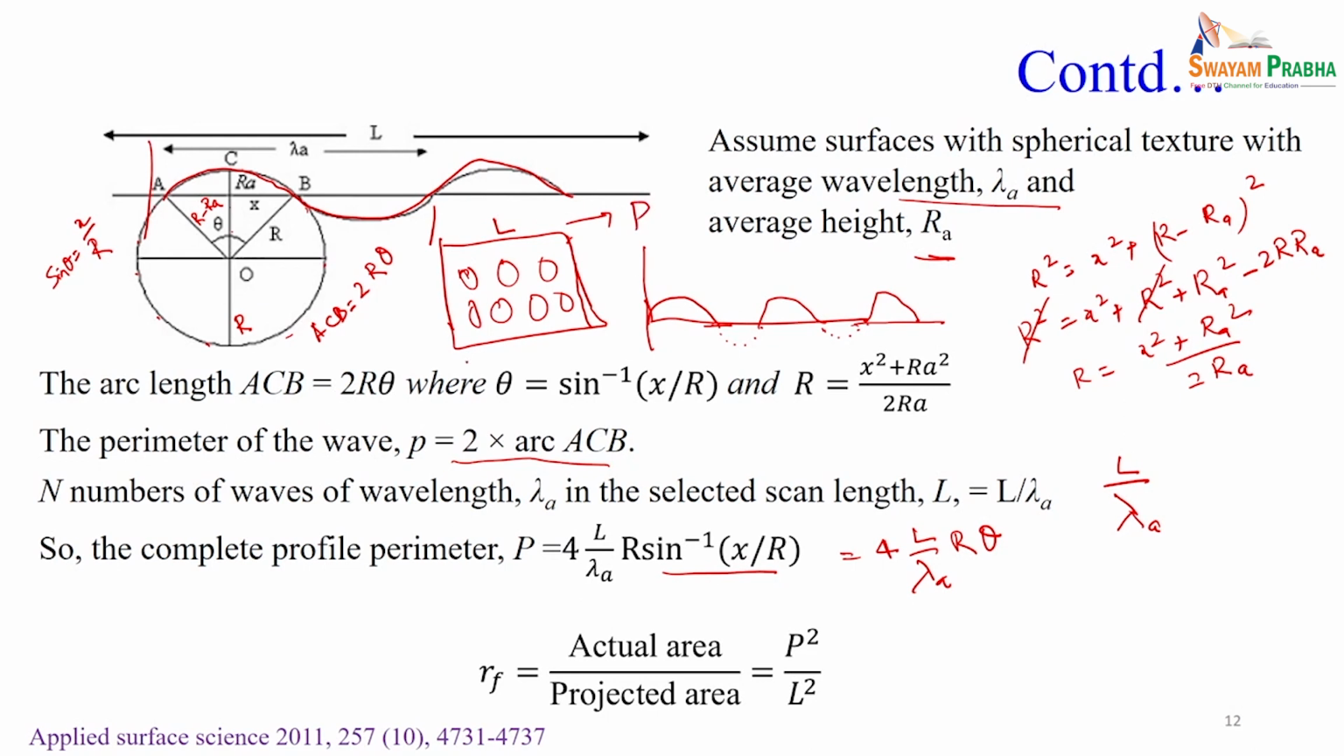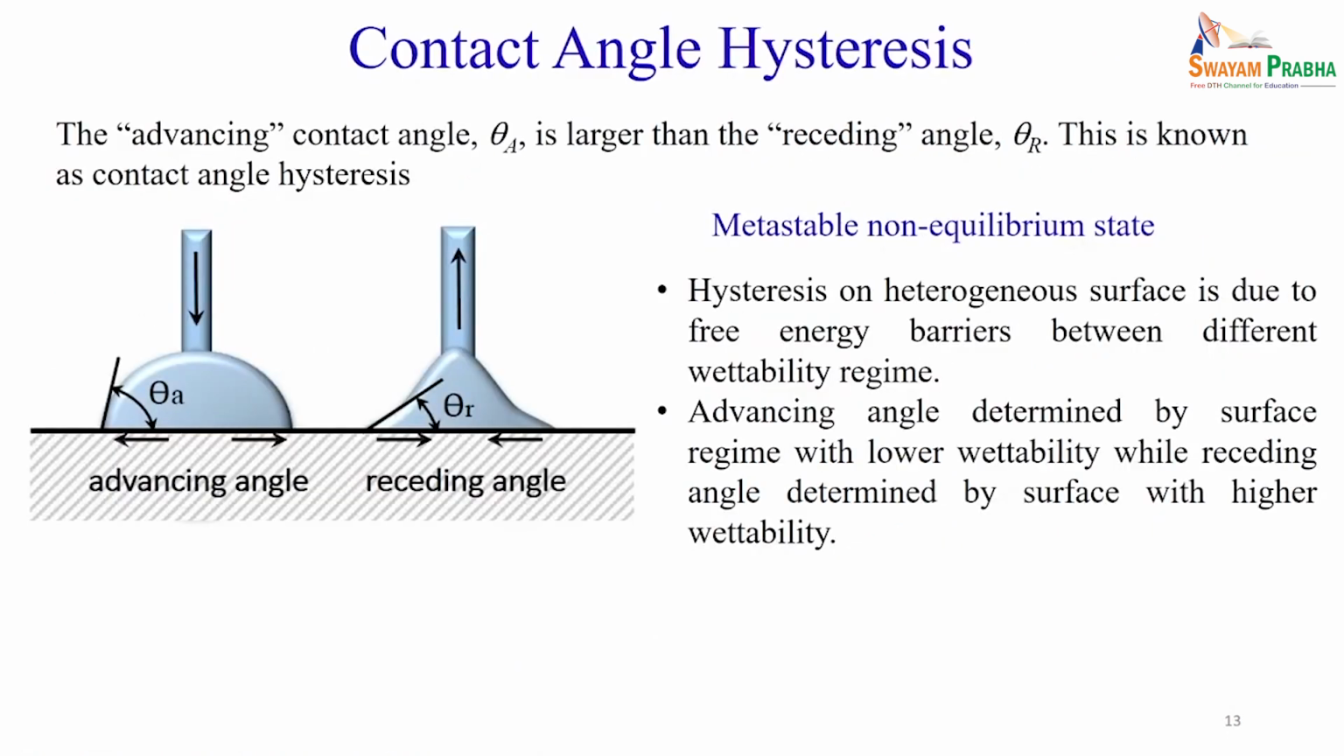Now, if you consider a rectangle here, the projected area was L square, and the actual area will be P square. So simply in this method, this was one example of how we can calculate the value of the roughness factor. Next we will see the contact angle hysteresis.